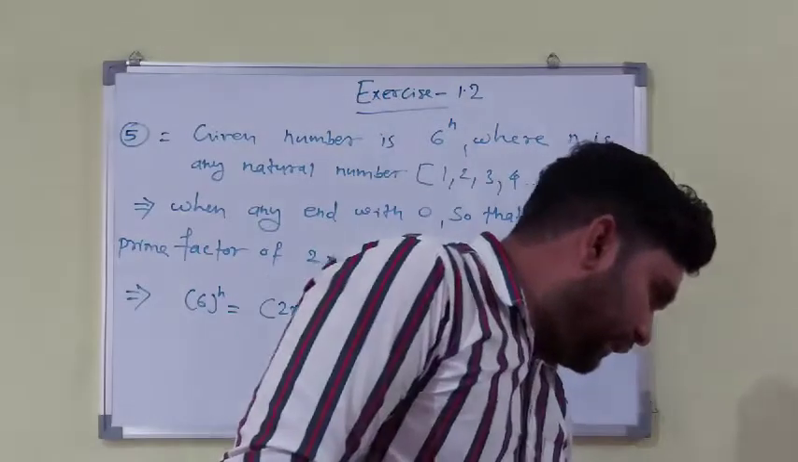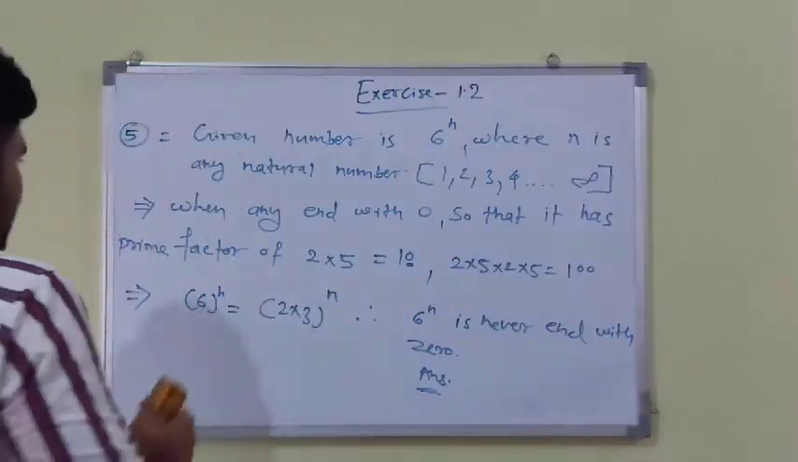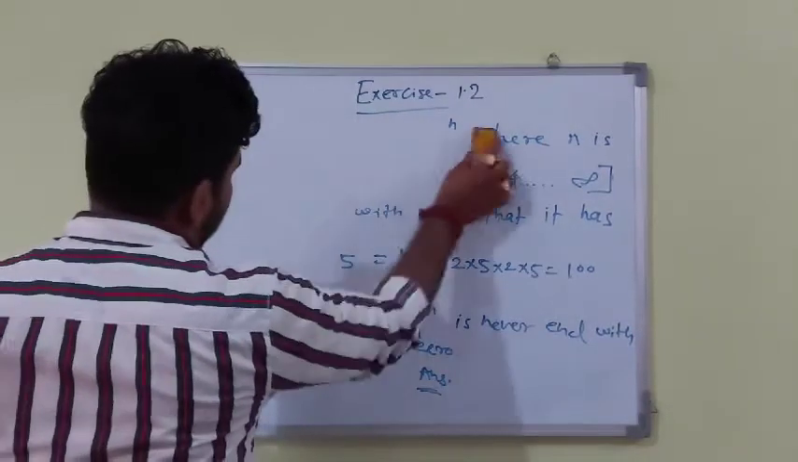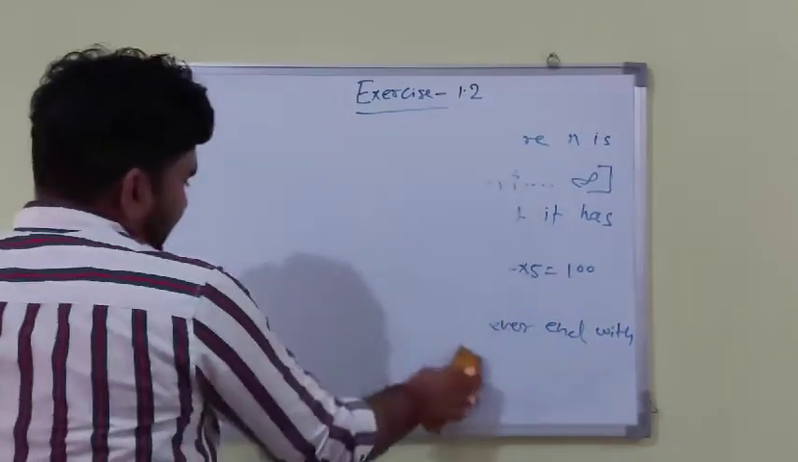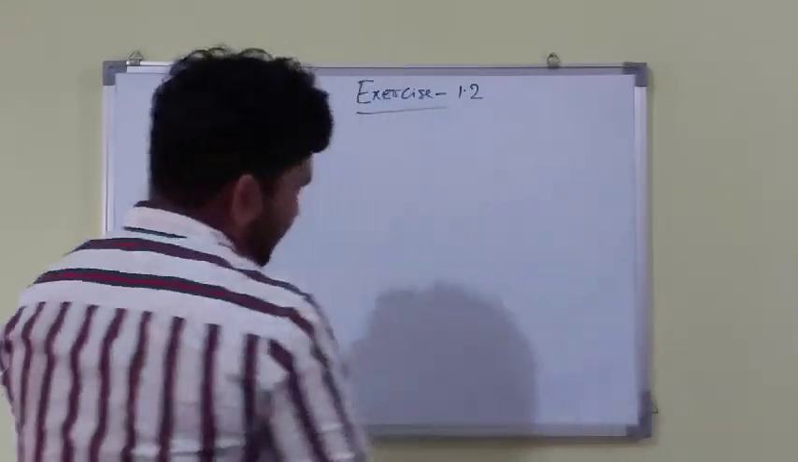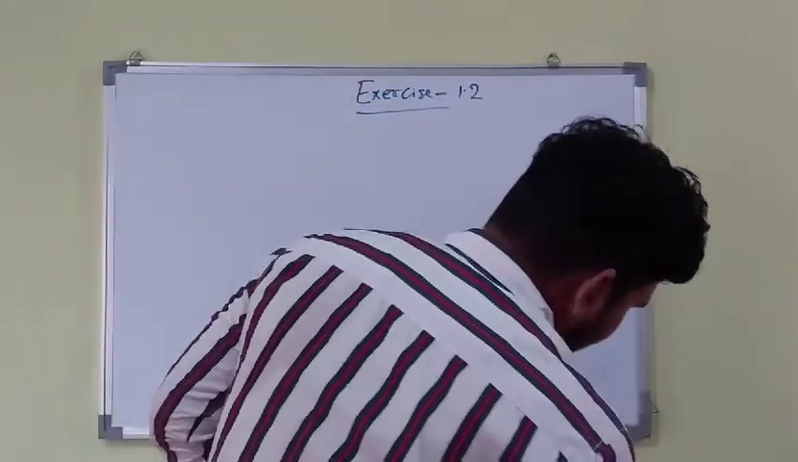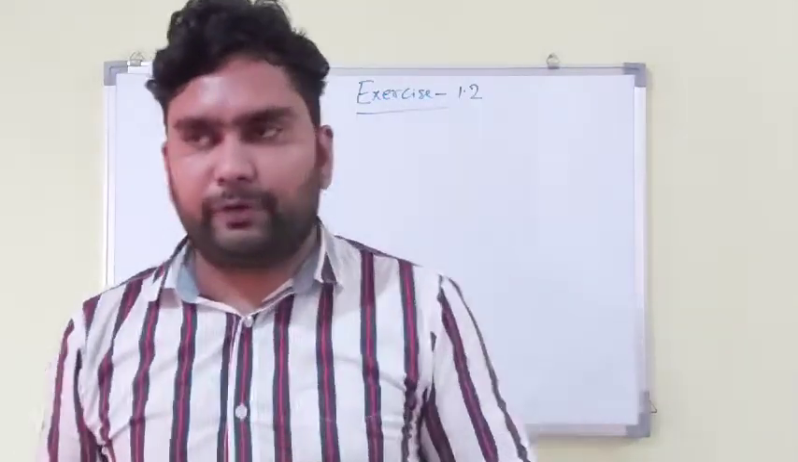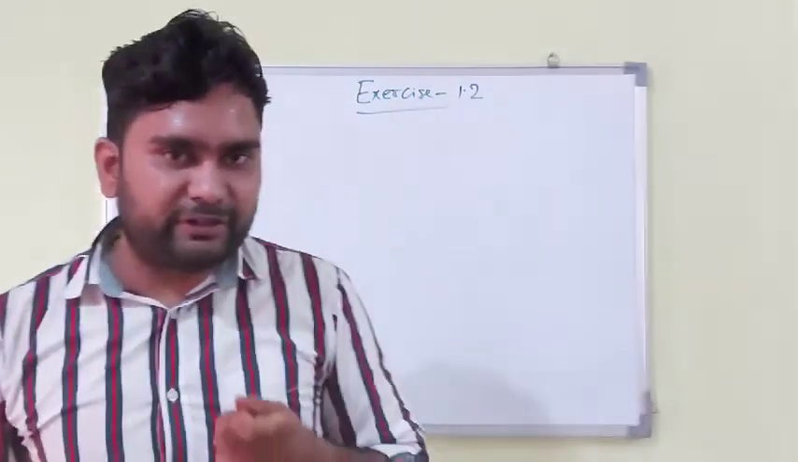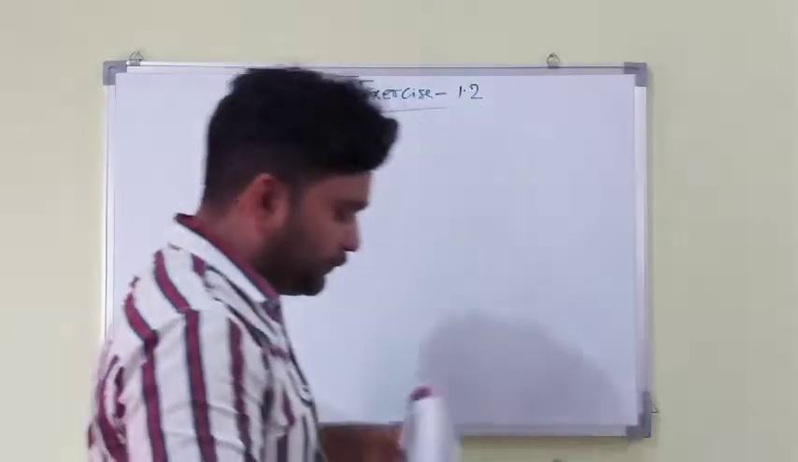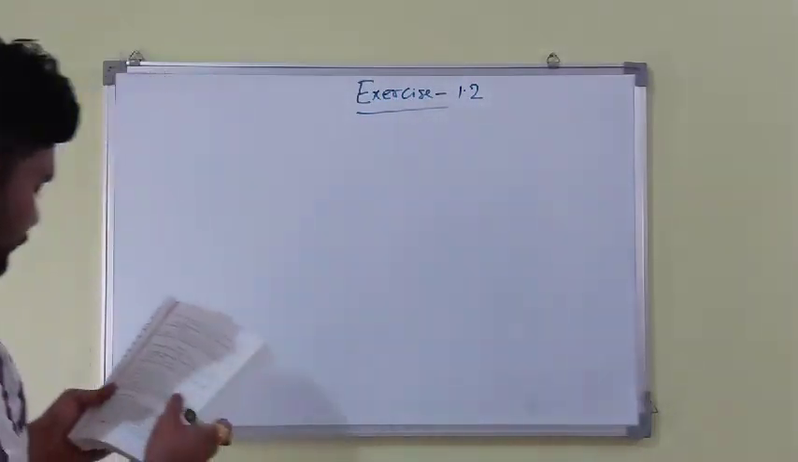Okay, before the starting of this exercise, I have to teach you what a composite number is. A composite number means the number has more than two factors, at least more than two factors. That means here I will give you the solution of the first, do the second by yourself.